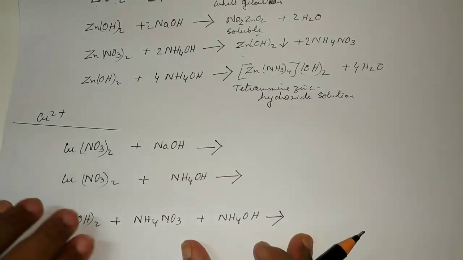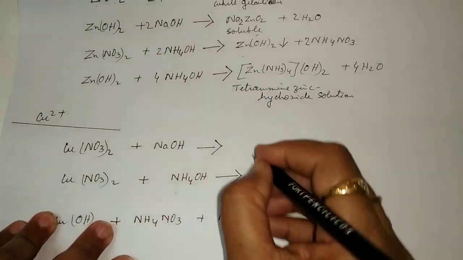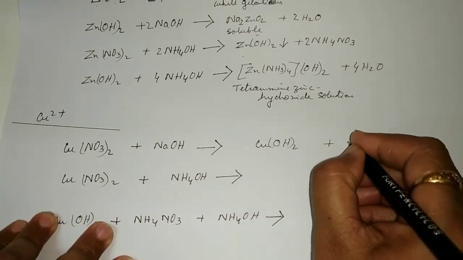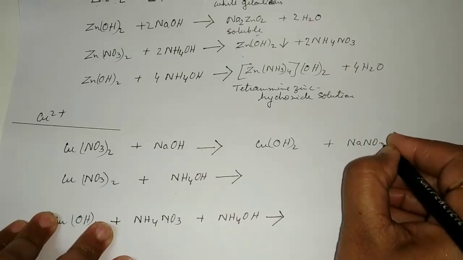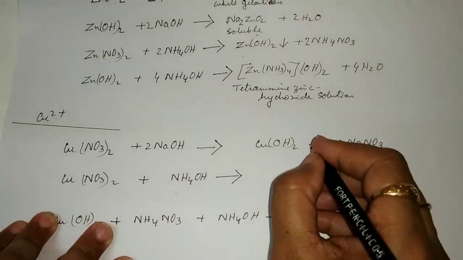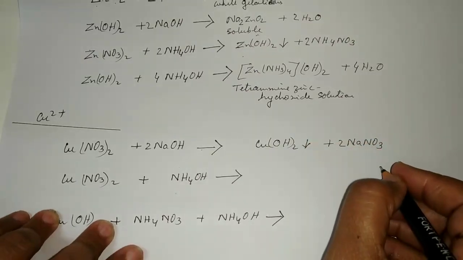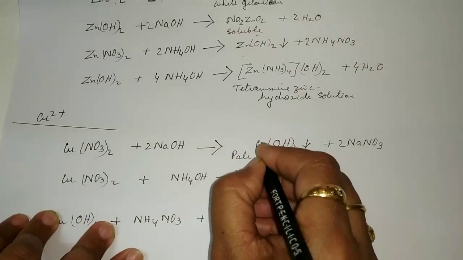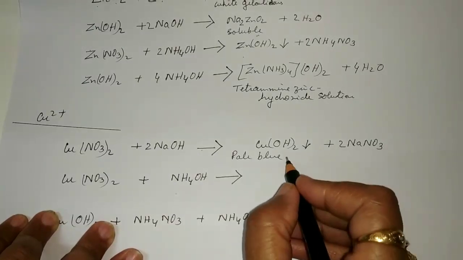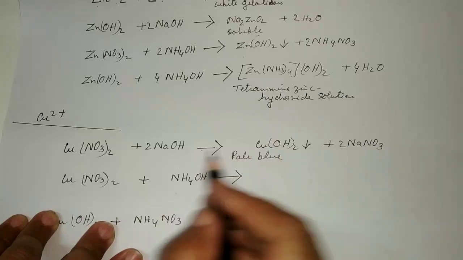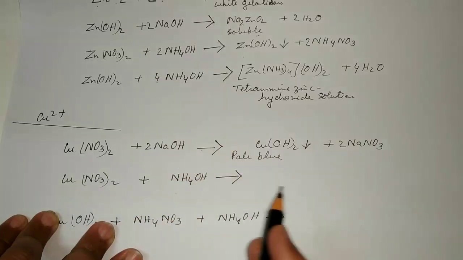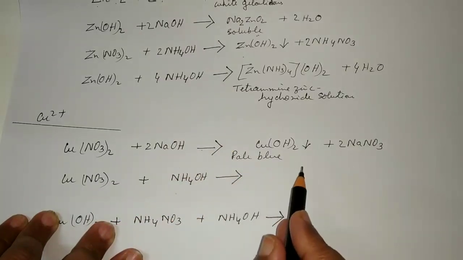Let's see. So, copper nitrate with sodium hydroxide will give you copper hydroxide plus sodium nitrate. Let's balance it. Okay. Here is the precipitate, and the color is pale blue precipitate. But this precipitate, in excess of sodium hydroxide, is insoluble. That means there is no reaction to it.